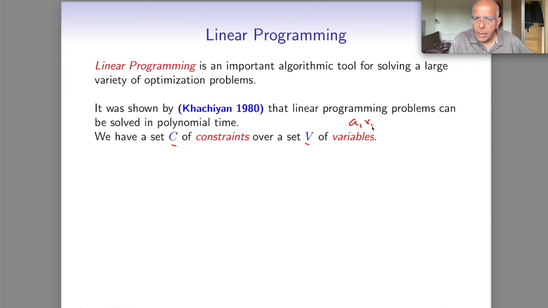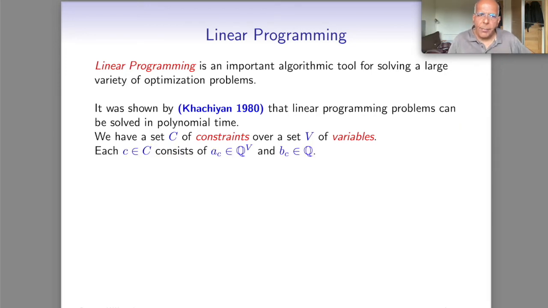It is a linear combination of the variables x1 to xn, and we bound it by some value b. So we say this linear combination of the variables, so x1 through xn are variables in V, and we're saying this linear combination is less than or equal to b. That's what a constraint looks like.